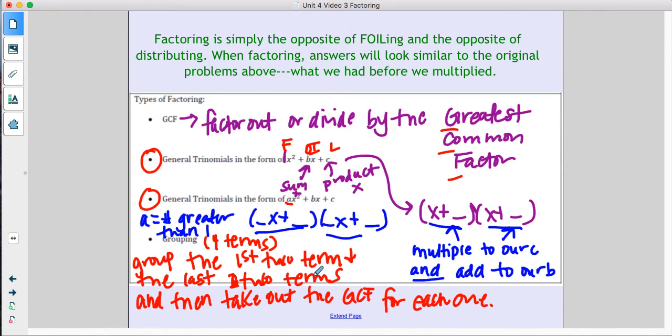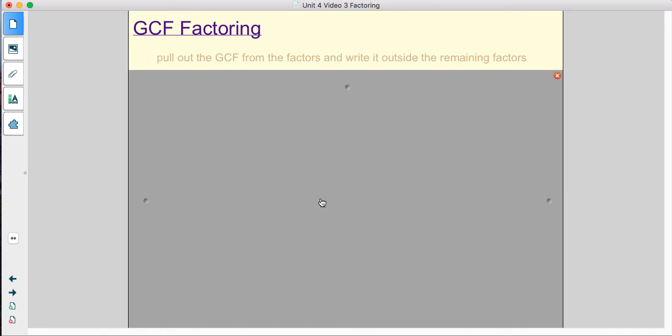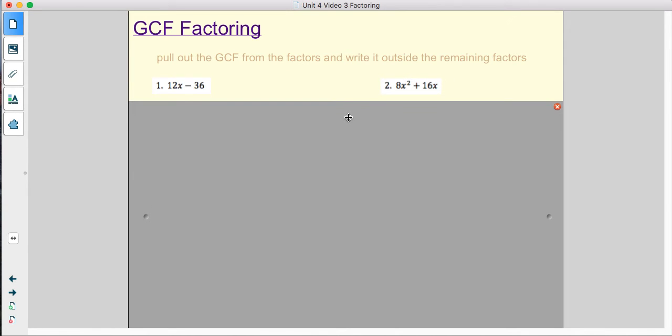There are different ways to think about factoring. These are overall ideas, and we are going to touch on each one of these types of factoring over this lesson video and lesson video 4. The first one we're going to look at is GCF factoring. You need to pull out the GCF from the factors and write it outside the remaining factors.